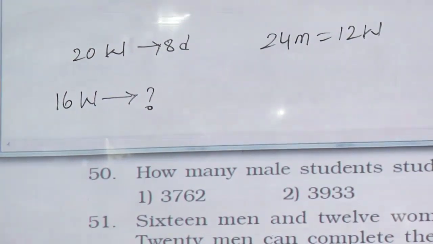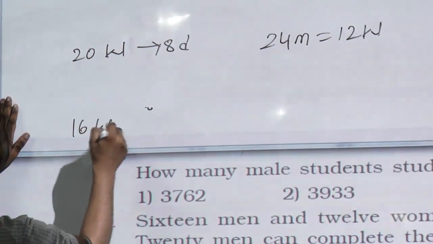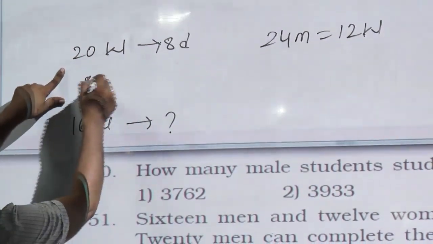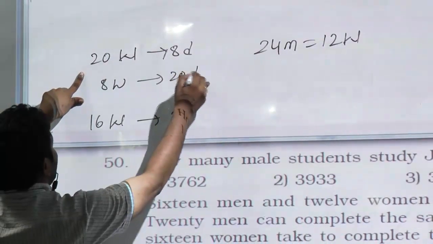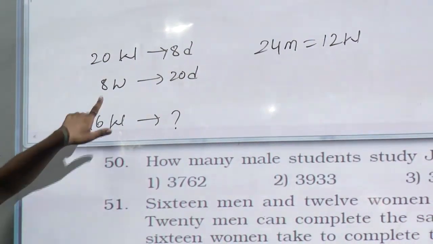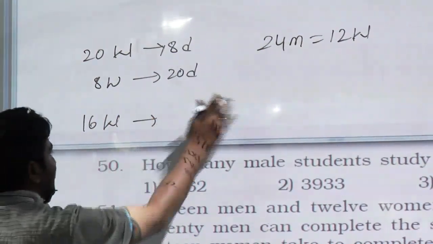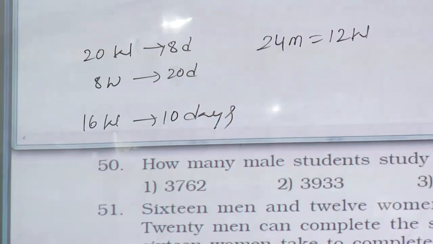16 women can do it in how many days? M1D1 = M2D2. Otherwise, if 20 women can do it in 8 days, 8 women can do it in 20 days. Now we have 16, which is 2 times this number. If you multiply this by 2, you need to divide the days by 2. How much is that? 10 days. Otherwise use M1D1 = M2D2.